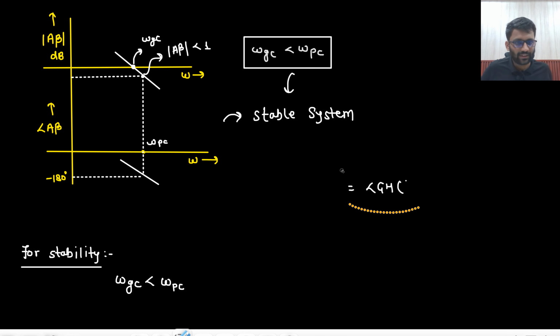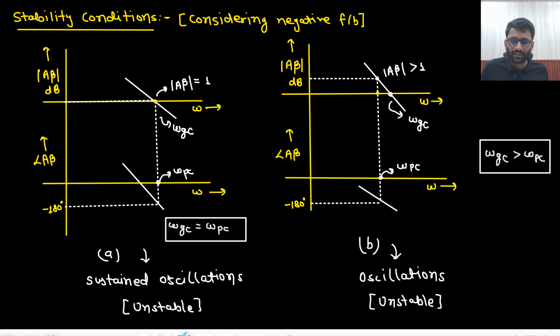Let's check the previous examples. Here in this example, this was your omega GC. What was your angle at omega GC? That was minus 180 degree. Angle at omega GC, minus 180 degree phase shift plus 180, that means you have 0 degree margin. Basically, you are at the edge of instability. You have 0 degree margin. This is your phase margin in this case. So you are at the edge of instability, right?